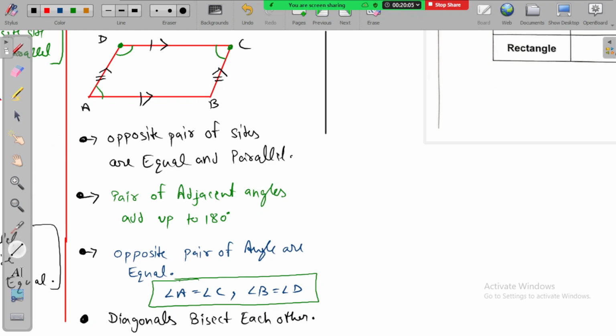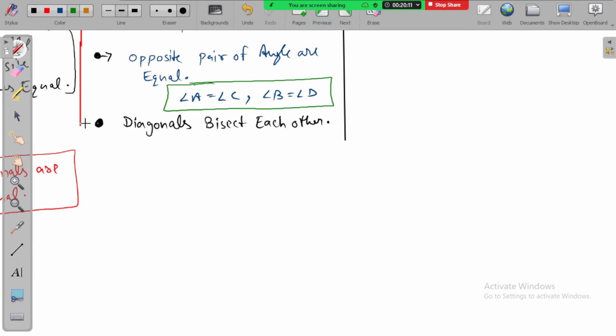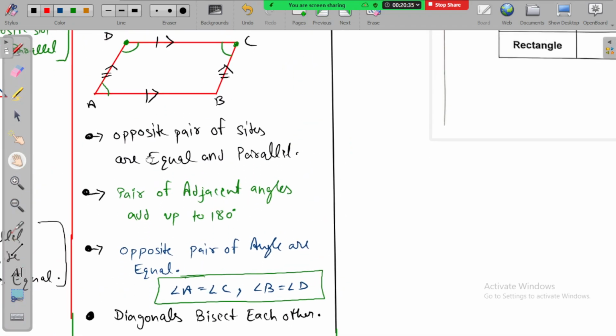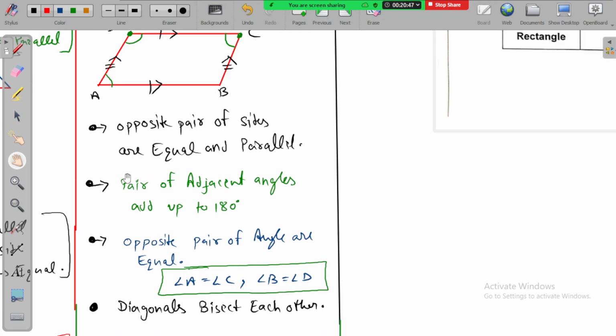Okay, let me make a line on this side as well. Now if we move down a bit, this parallelogram family that we just discussed is expanded later on. So how do we expand it? Let me write it. If you add a few properties to the properties of a parallelogram, what are the four properties? Let's recall again. Opposite pair of sides are equal and parallel. Adjacent angles add up to 180. Opposite angles are equal and diagonals bisect each other. Get it? Okay, good.